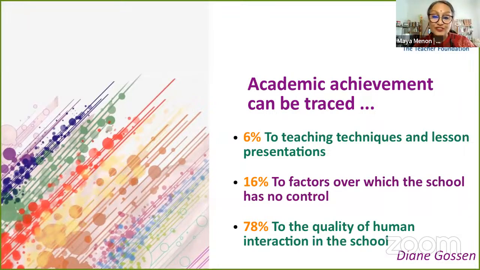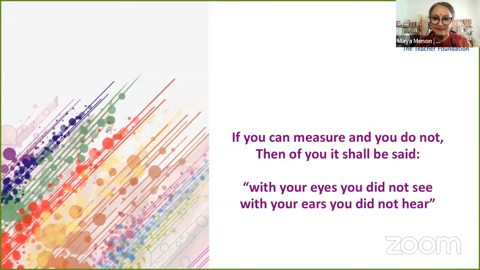And interestingly, 78% to the quality of human interaction in the school. So imagine this, again, we're making sense of data that tells that academic achievement can be linked to the quality of human interaction that happens in schools. And it attributes 78% of academic achievement to the quality of interaction in the school. So I've just sort of tried to tickle you with a little bit of data, but I have my colleagues to give you a lot more in-depth understanding of how schools could make use of data.